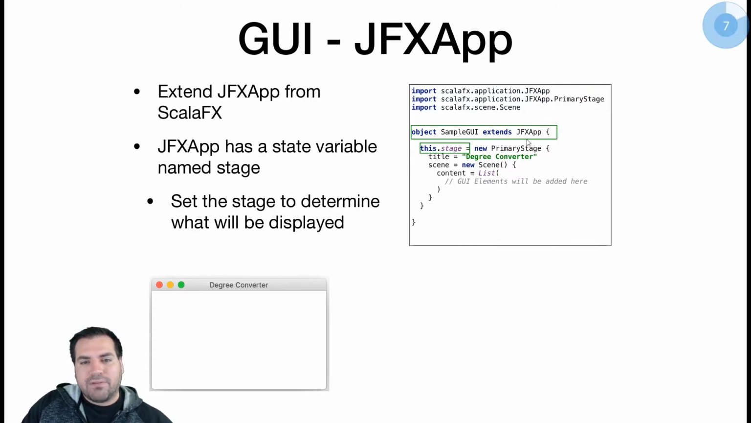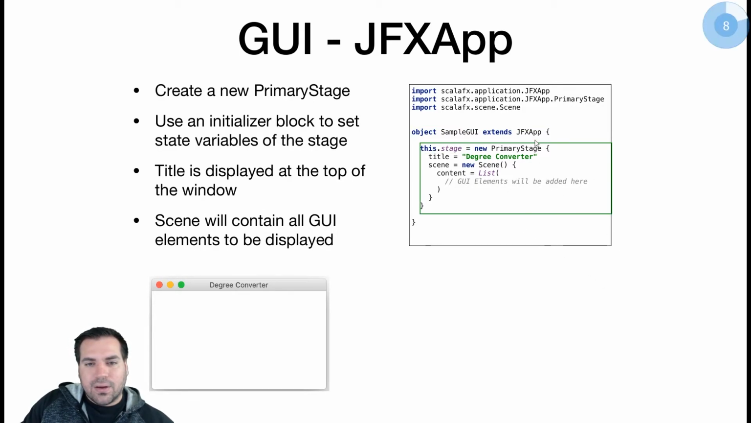So we're going to extend JFXApp and set the stage. Stage, that variable is inherited from JFXApp, which should be an object. It would have to be an object, right? And then we're going to initialize that stage. We're going to set that stage equal to a new PrimaryStage, and we're going to use this initializer block, this initializer code, to be able to set just the values we need.